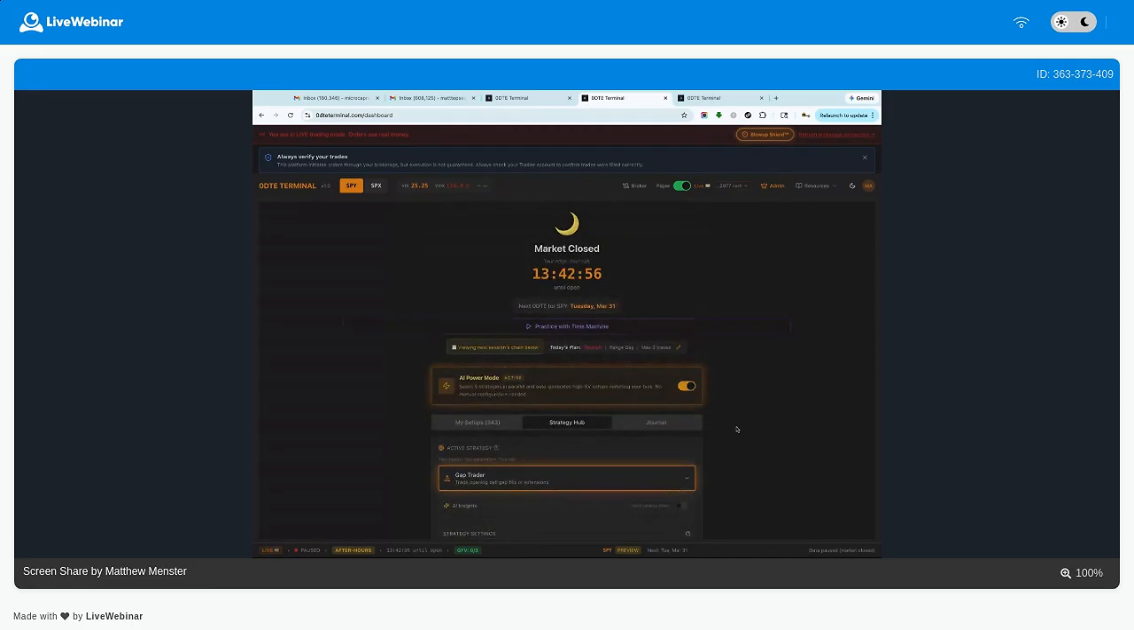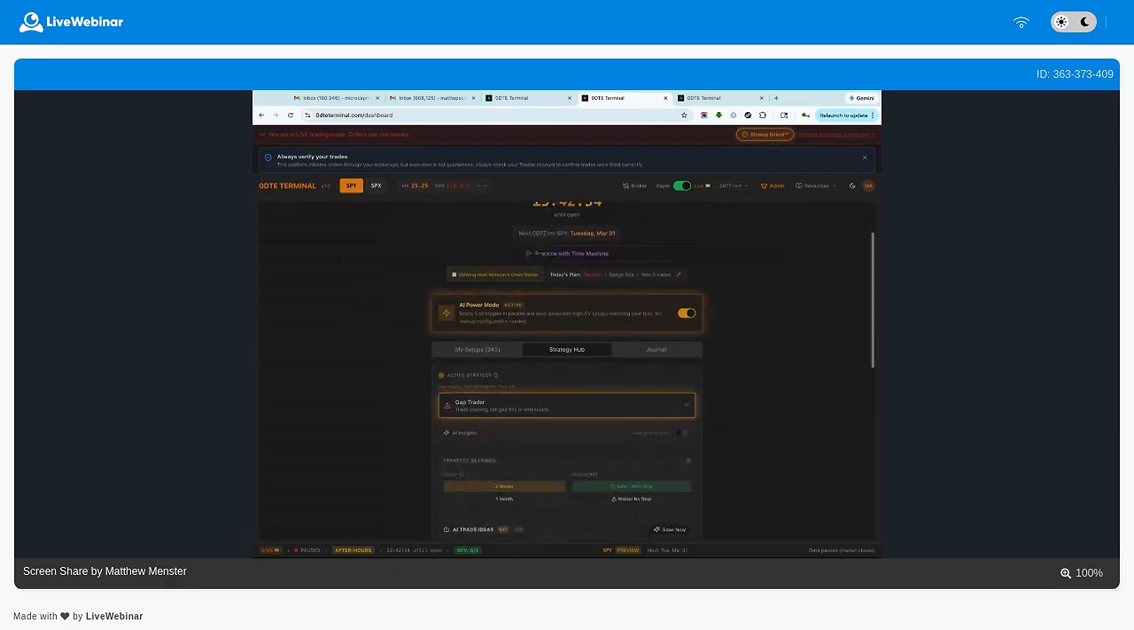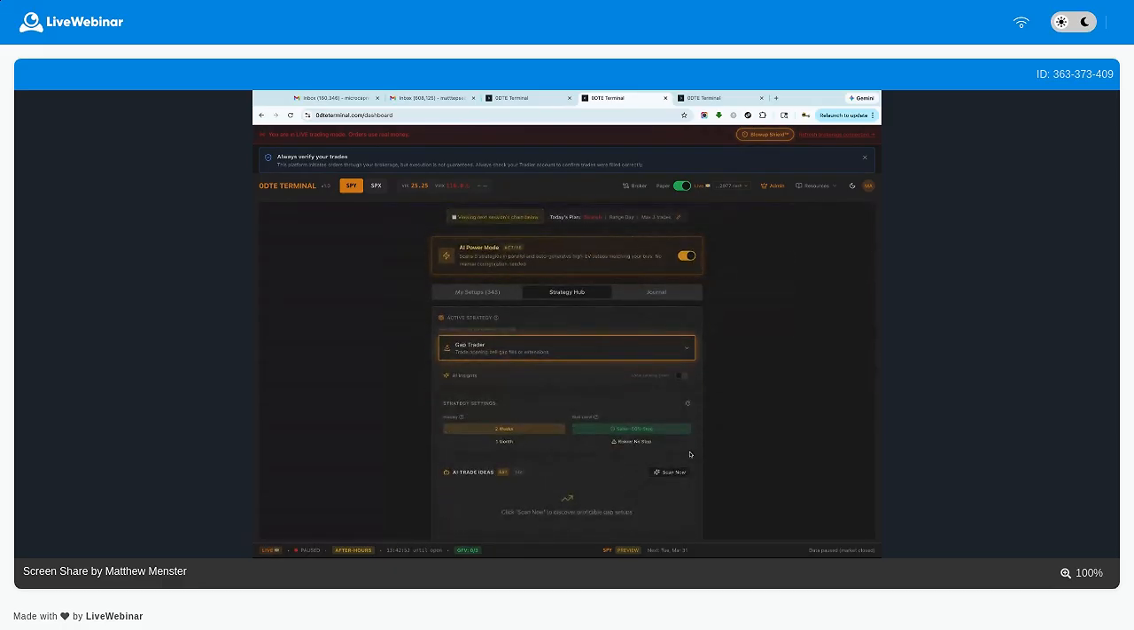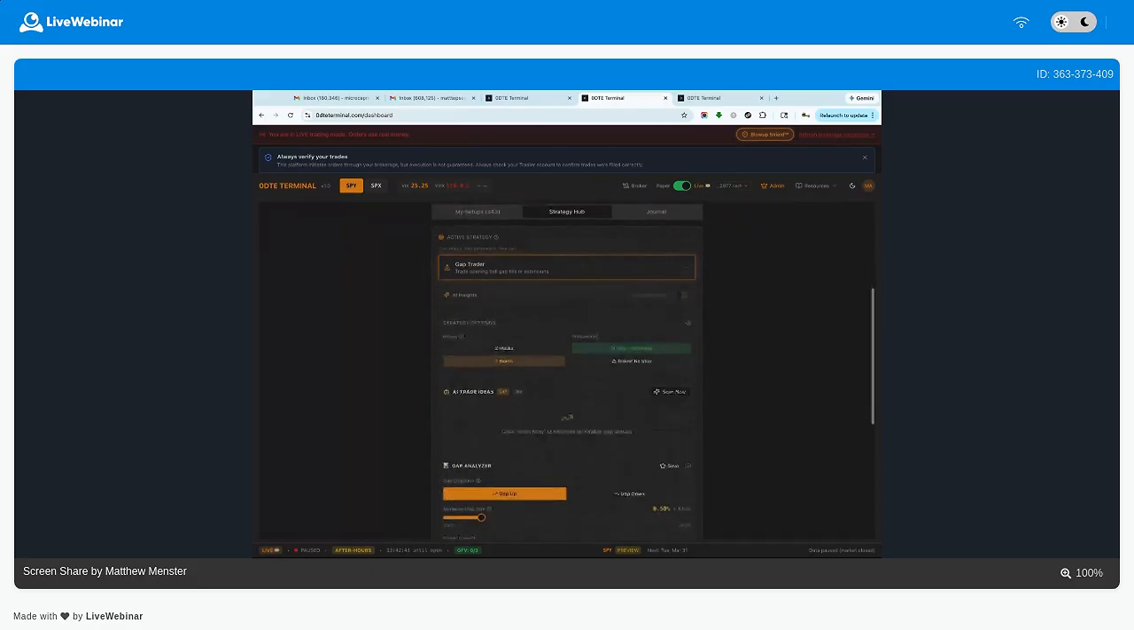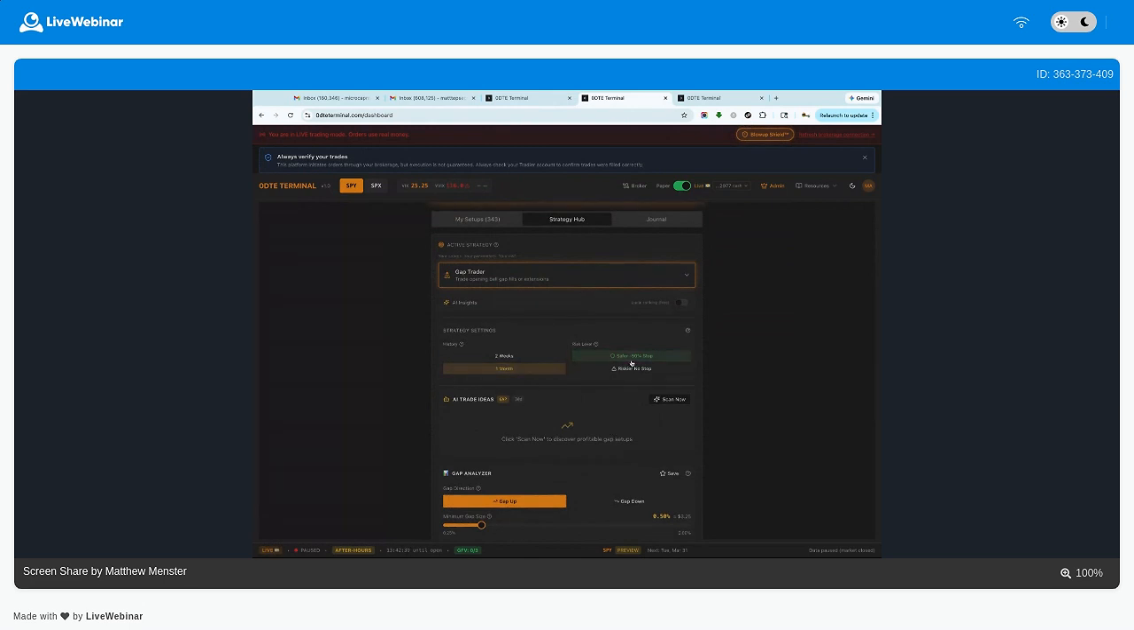All right, so let's do gap. I've always been interested in trading gaps. I love trading gaps, especially on the SPY. All right, so we'll go back a week. Okay. So yeah, 1 month, 50% stop, hit the scan.